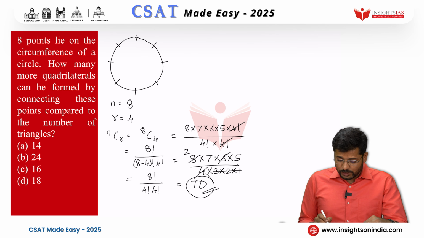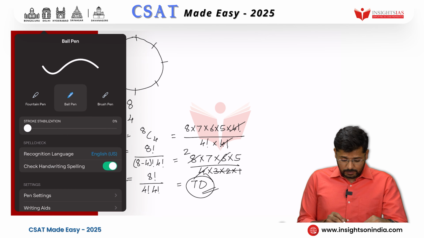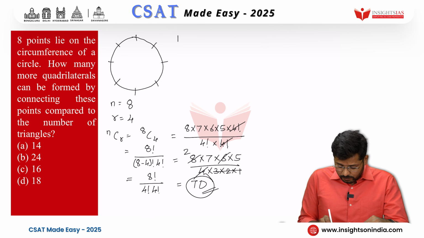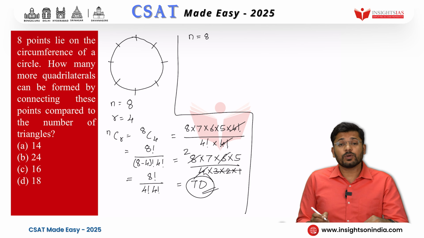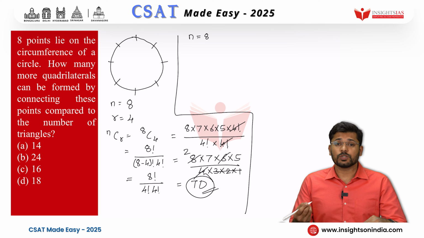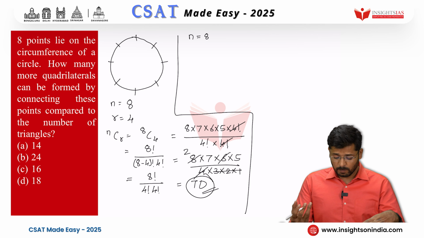Okay. Now let's talk about triangles. We are done with quadrilaterals now. Now we shall talk about triangles. Now for finding out the number of triangles, n is again 8 because the total number of items is 8 again.